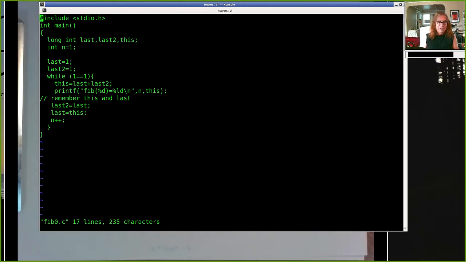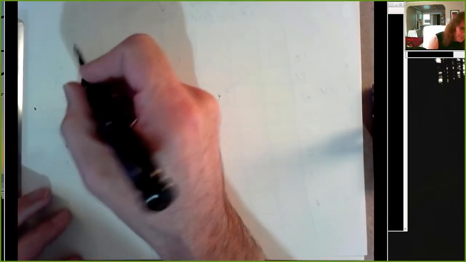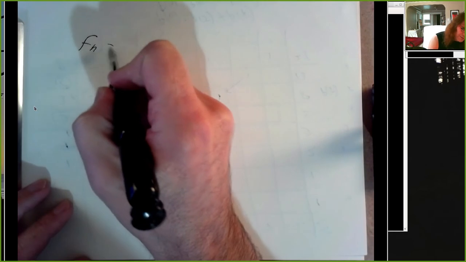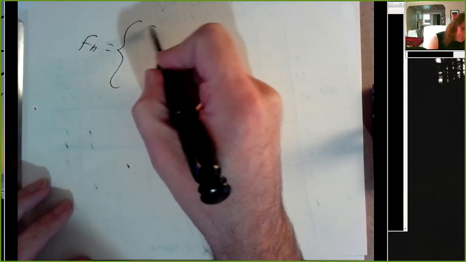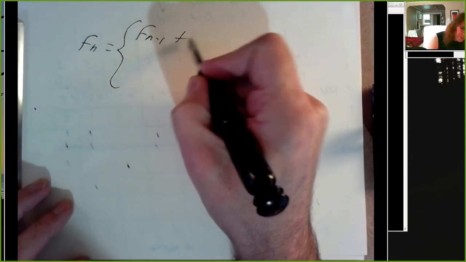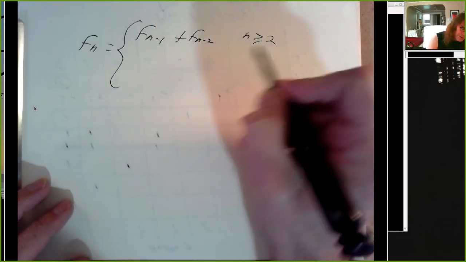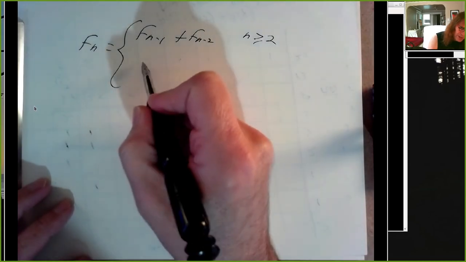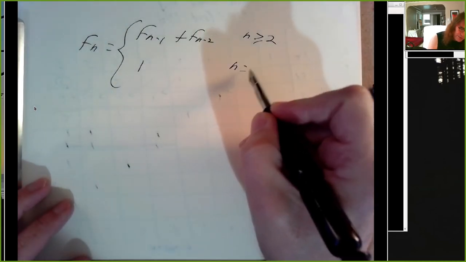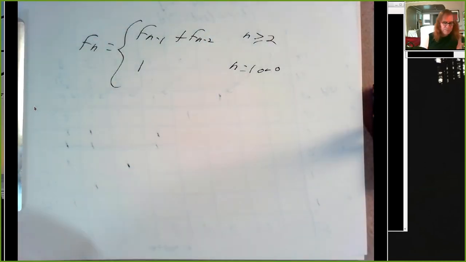So that's one way to calculate Fibonacci numbers using a loop, but it's not really capitalizing on the underlying recurrence relation. And the recurrence relation at work here is really the following. The nth Fibonacci number is equal to the n minus first plus the n minus second if n is bigger than or equal to 2. The nth Fibonacci is equal to 1 if n is equal to 1 or 0.